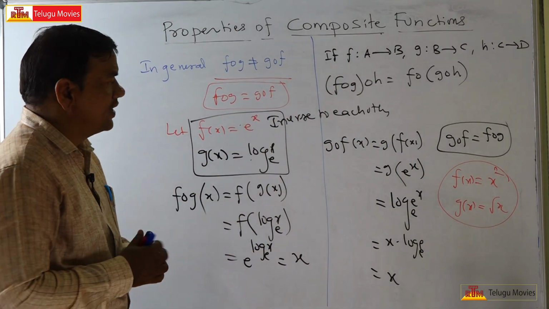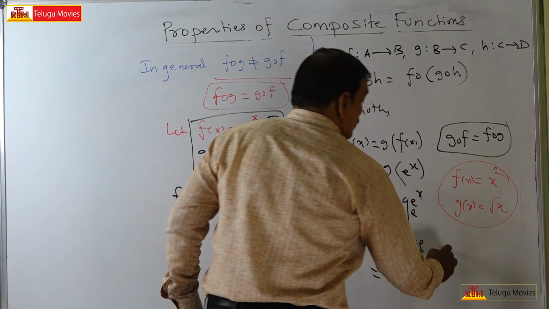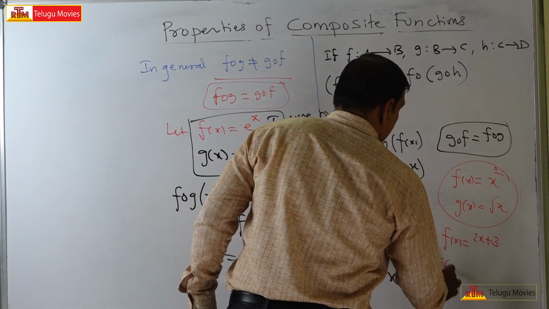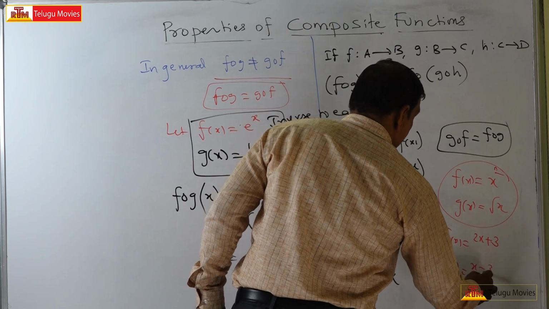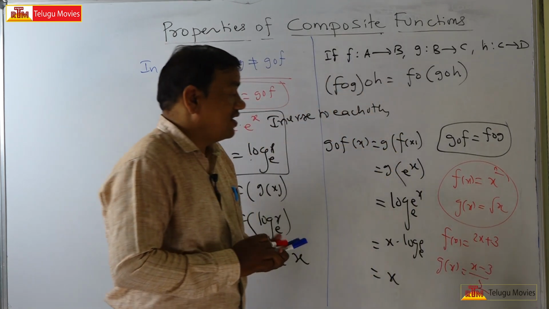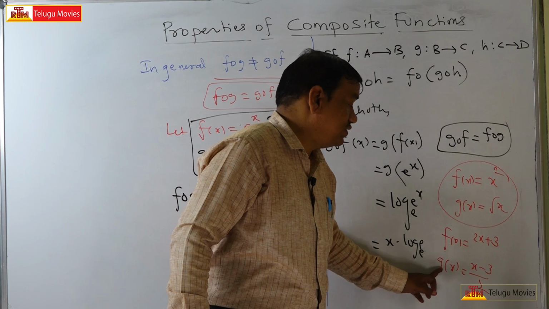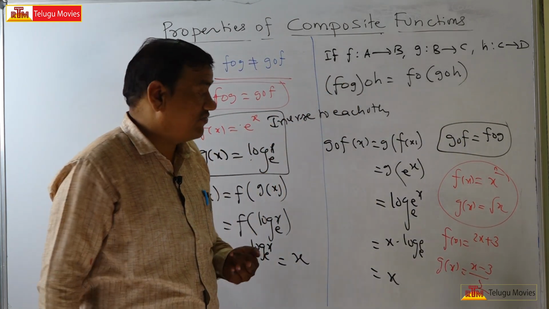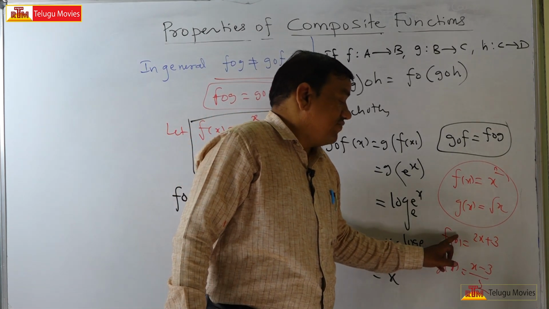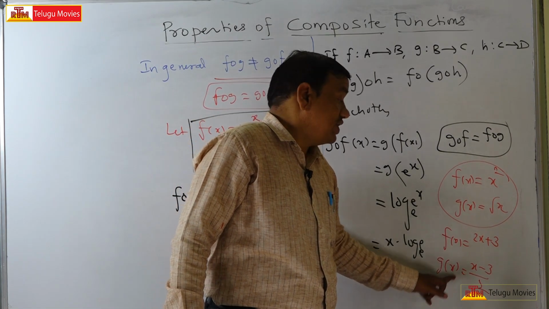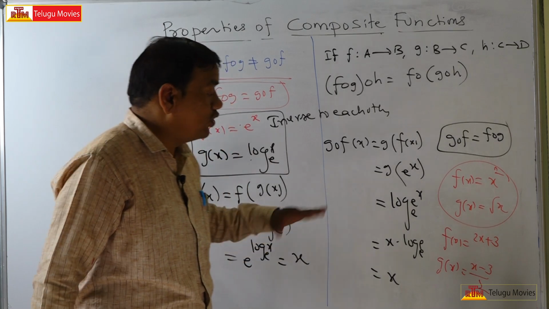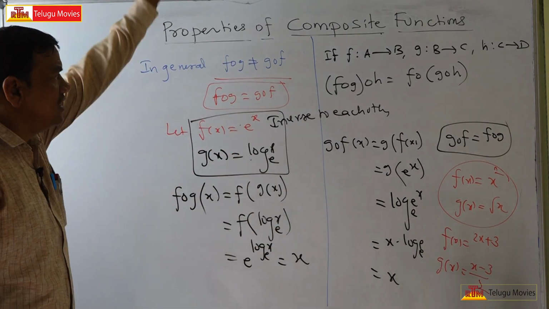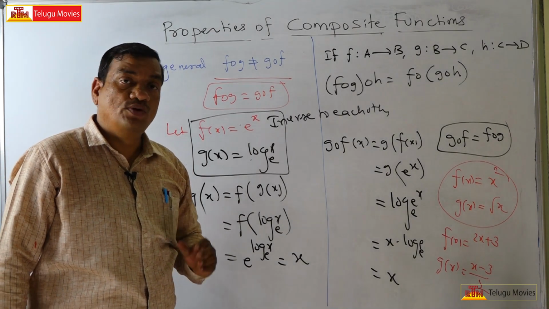Okay, now for example, f of x is equal to 2x plus 3 and g of x is equal to (x minus 3) by 2. Then f circle g is equal to g circle f, obviously. Why? Because f inverse is g and g inverse is f. Here both domains are R to R. So these are the properties of composite functions.